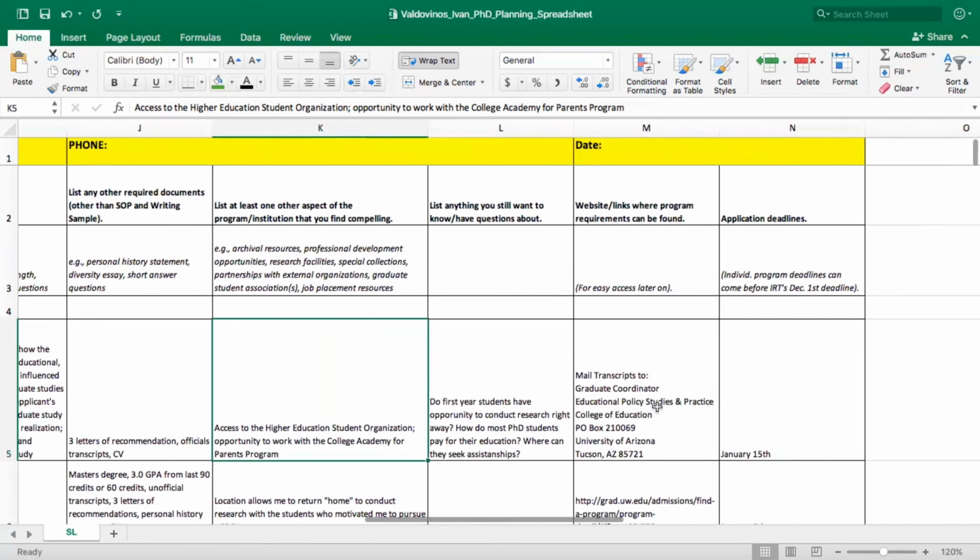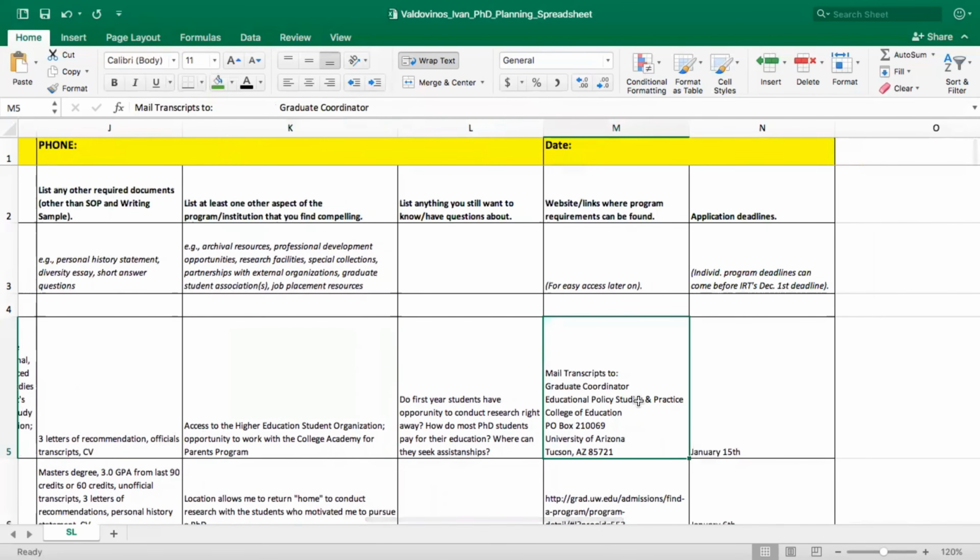Then some of the questions I did have for them were: Do first-year students have opportunities to conduct research right away? And how do most PhD students pay for their education? Where can I seek assistantships? Because this program doesn't give you a fully funded package. They expect you to look for your own funding at the university, but they do say that most of their admitted students do get offered assistantships.